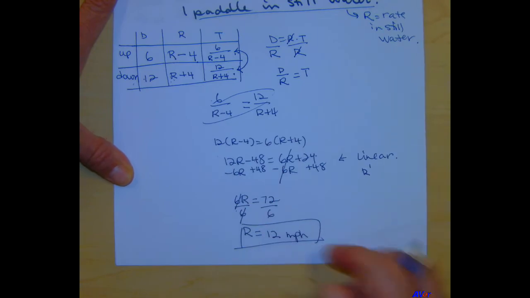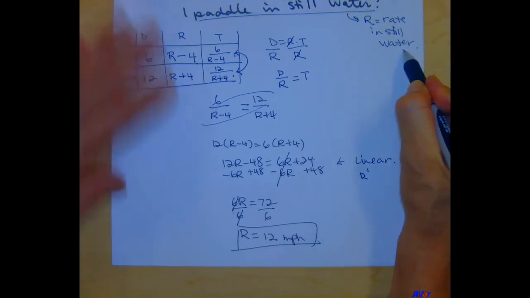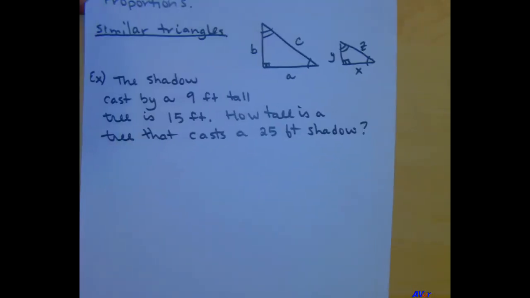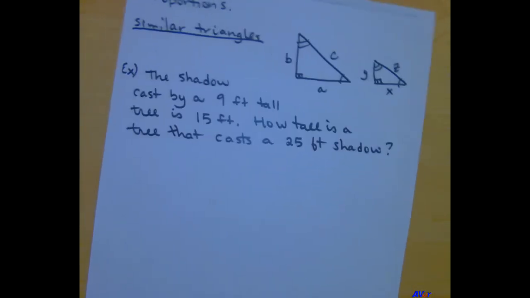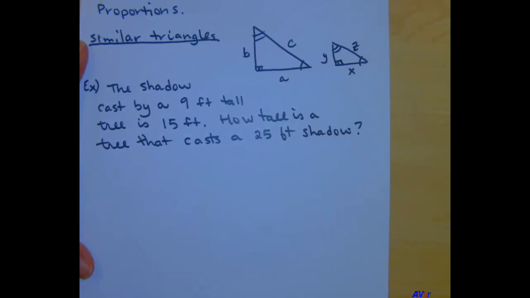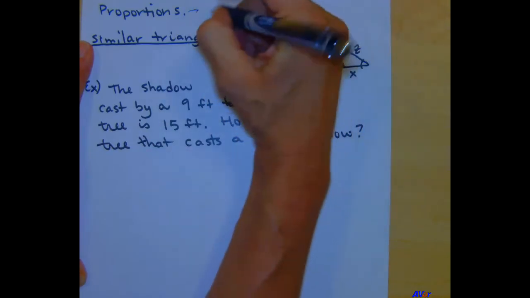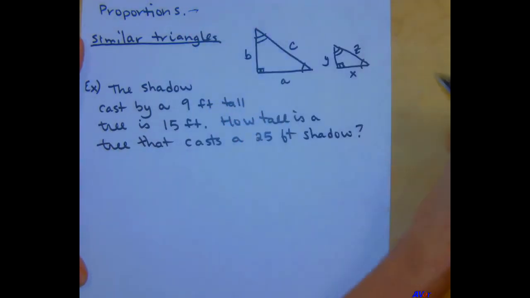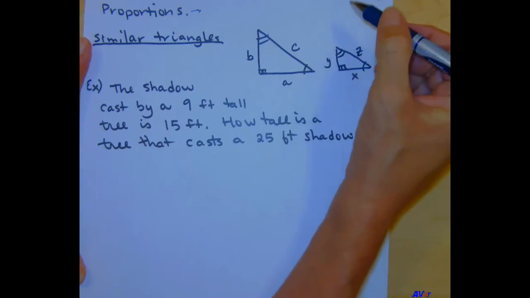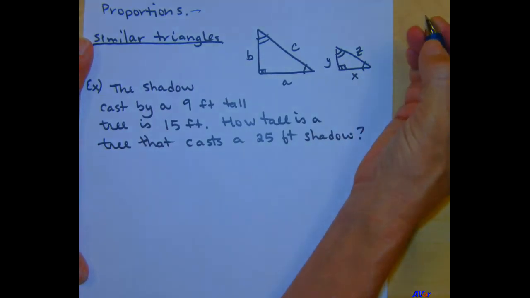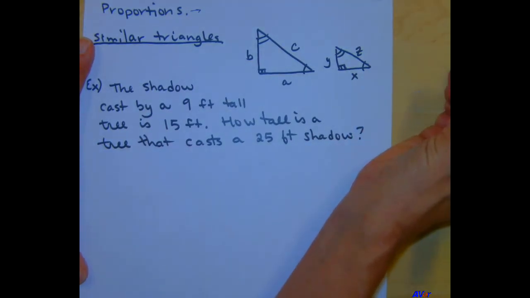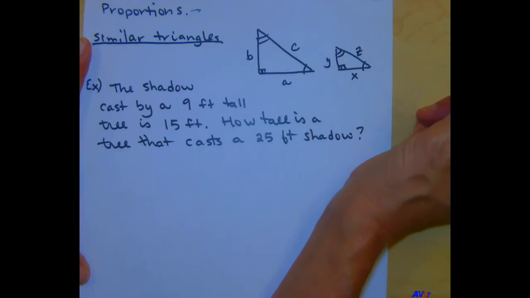Okay, and that is exactly what I wanted, my rate in still water. Perfect. Okay, last one, proportions. Similar triangles. Well, first off, proportions. This is something that you use in cooking if you ever have to scale a recipe. Similar triangles, catch and release data. Trying to think of other examples that come up in your book. Well, I guess you guys will tell me.